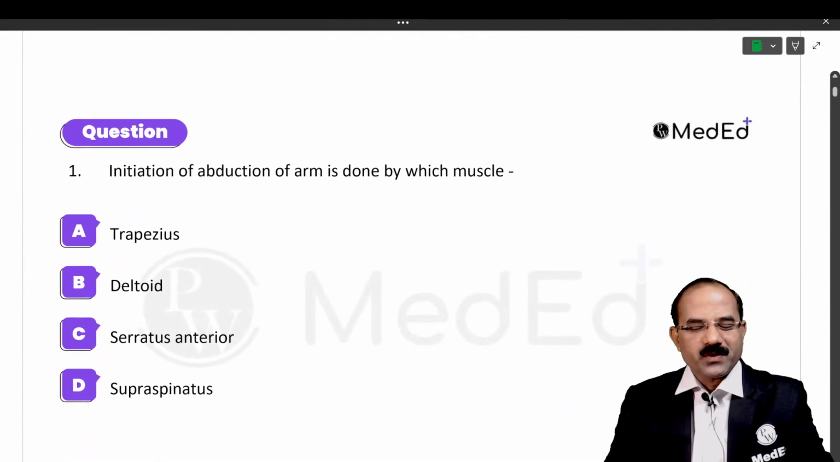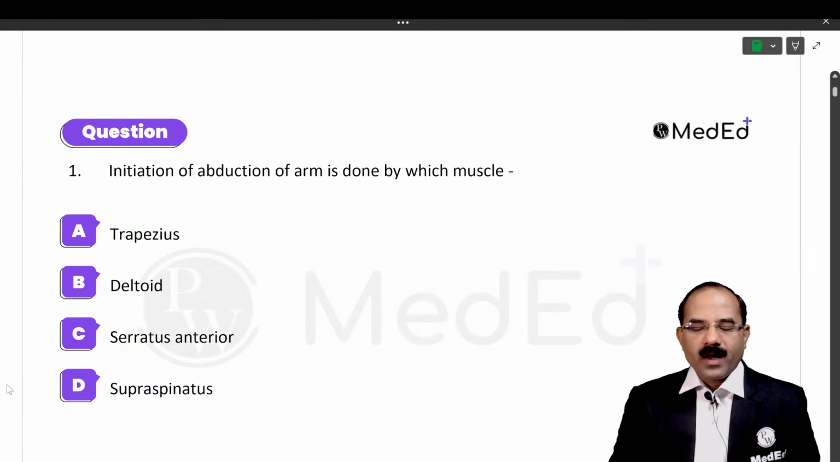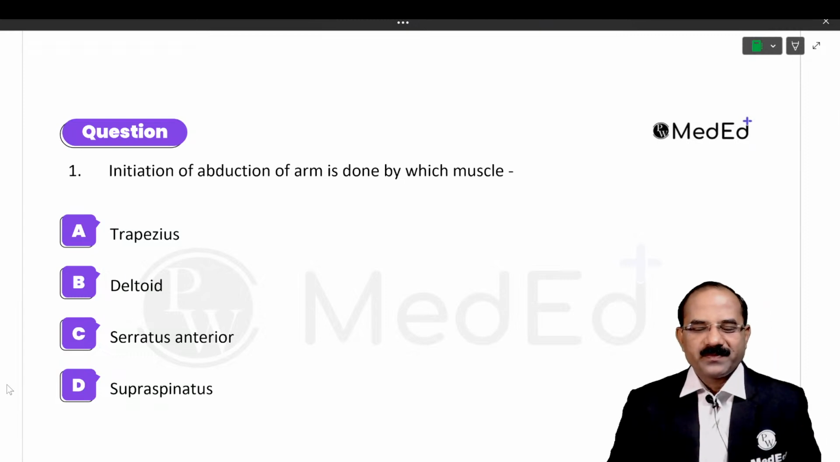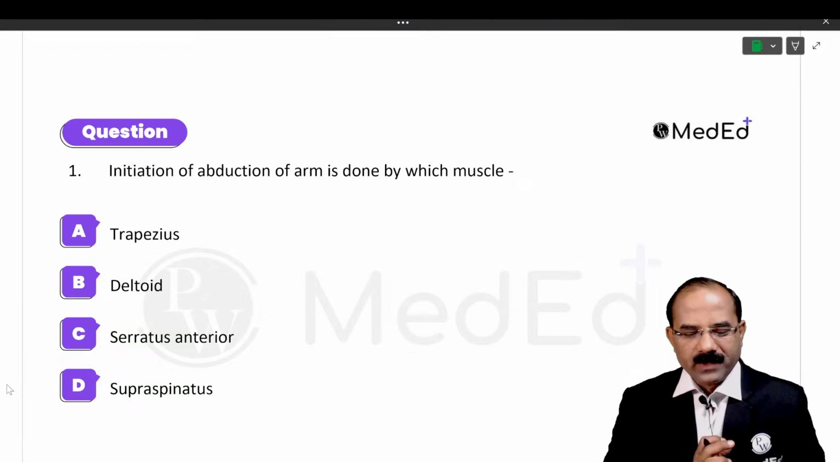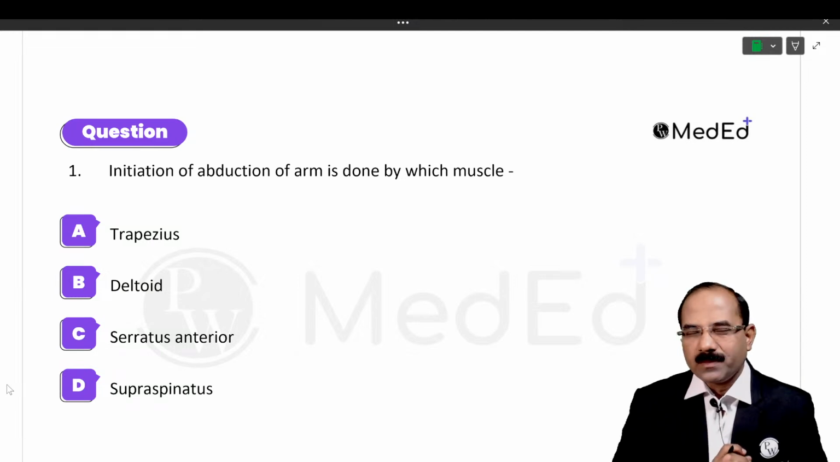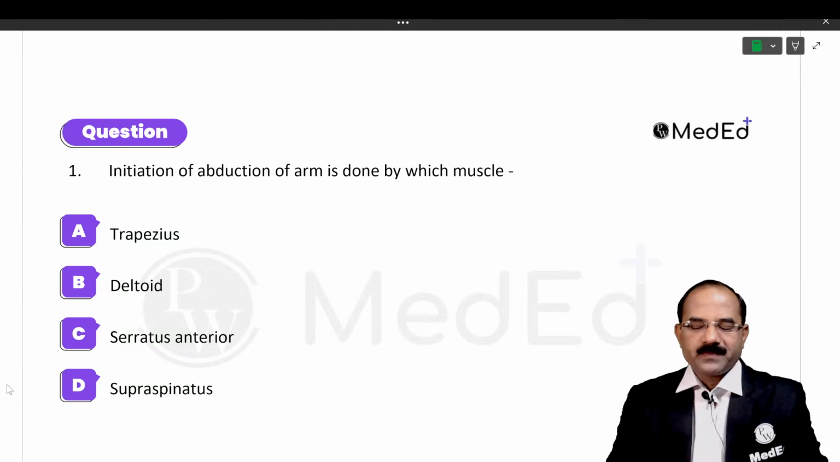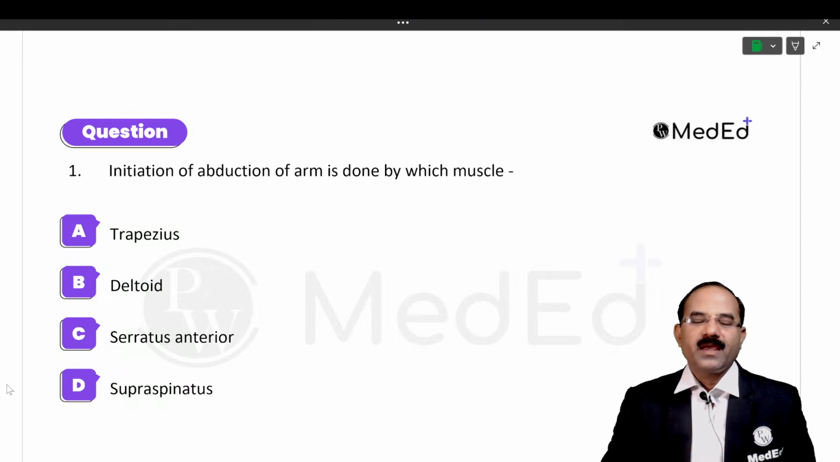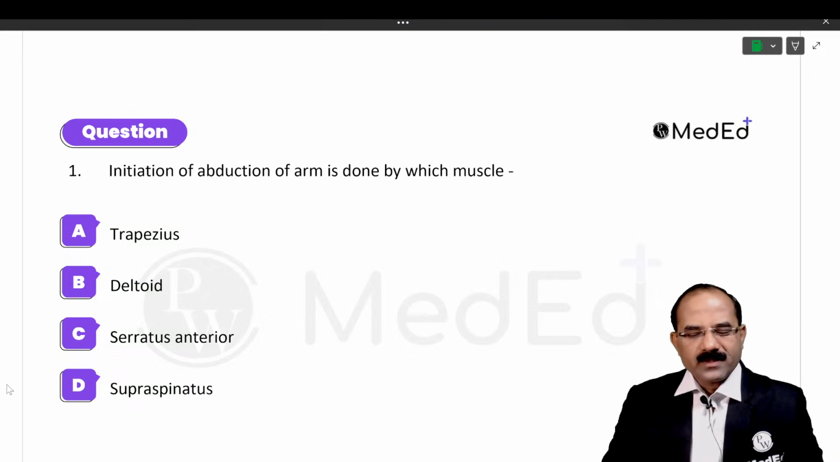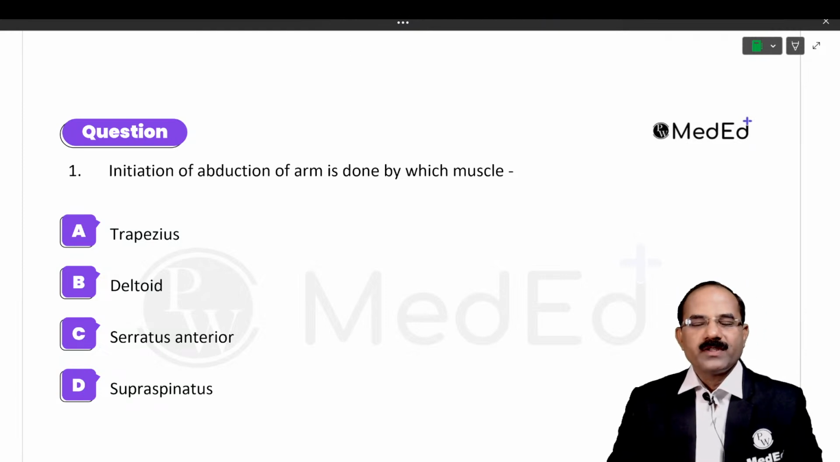We start with the first MCQ. Initiation of arm abduction is done by which muscle? Come on, you can answer this, then I'll explain. Initiation of abduction. What is the meaning of it? What is the meaning of initiation of abduction? That is the beginning of abduction. Yes, what is the answer? Any guesses? Even if it is wrong, that's okay, but always answer.